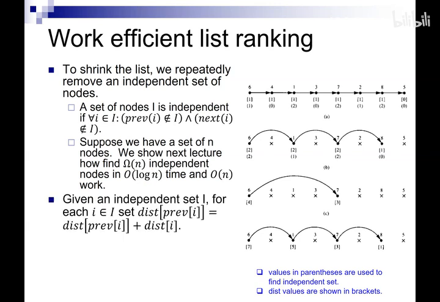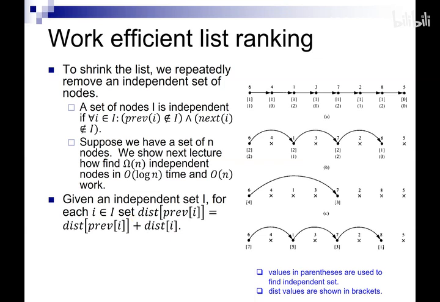Once you have this independent set, you're going to take out this independent set of nodes. And for each node that we're taking out, we're going to set the distance value. Remember that we're trying to compute these distance values for each node, the distance to the end of the list. We're going to set the distance value of the previous node to be equal to its current distance value plus the distance value of this node from the independent set.